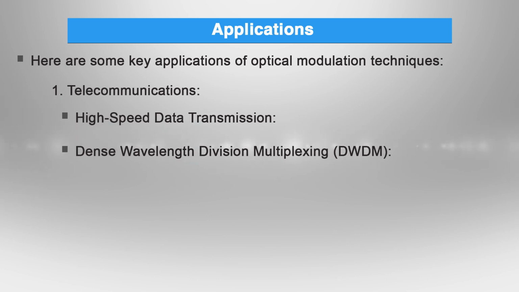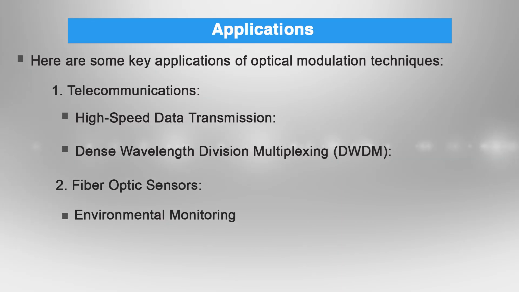Techniques like amplitude modulation, phase modulation and frequency modulation enable the encoding of data onto light waves, facilitating communication over fiber optic networks. Second is fiber optic sensors, which means environmental monitoring. Optical modulation is used in fiber optic sensors for detecting changes in environmental conditions such as temperature, pressure and strain. These sensors are widely used in infrastructure monitoring, aerospace and industrial applications.